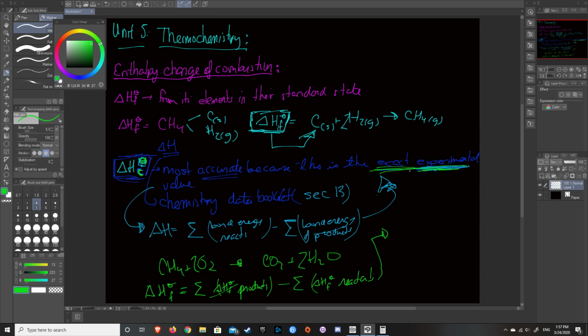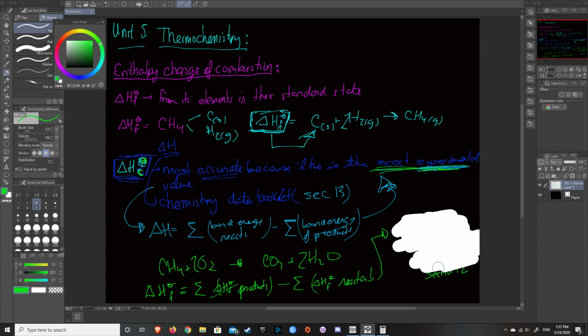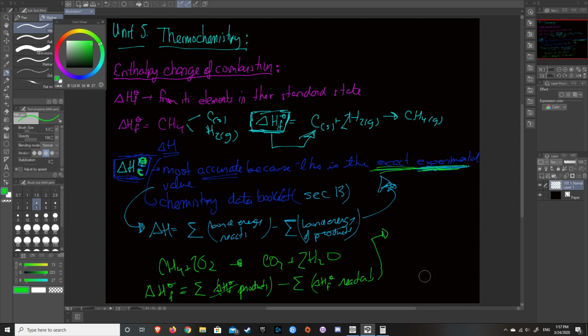If the question says, solve the enthalpy of the reaction by using delta HF naught, that means you have to use your delta HF naught values given in section 12. If the question says, one of the questions might just say something like using the delta H value.